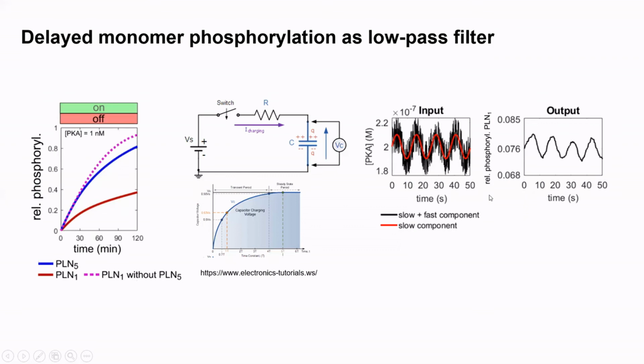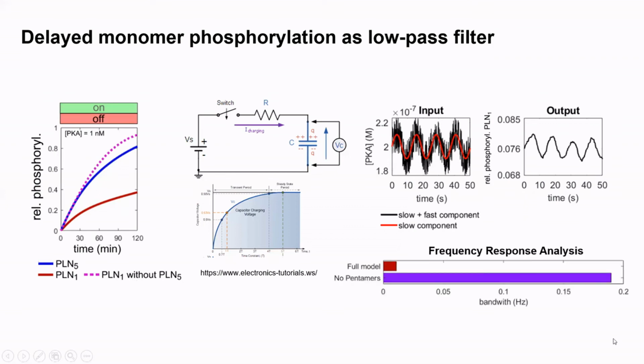Now, in order to quantify the contributions and the relevance of pentamers in this context, I performed what is called a frequency response analysis to determine the bandwidth of the system. What I found was that in the absence of pentamers, the bandwidth is much higher than in a model that still has these pentamers. That means that much more of this fast random noise is actually passed through and not filtered out. So taken together, these simulations confirm that the signaling network of phospholamban does have a low-pass filtering function, and that these pentamers also contribute to it.